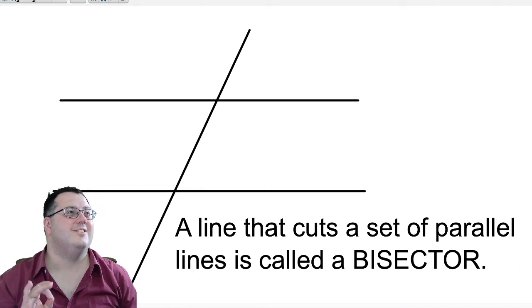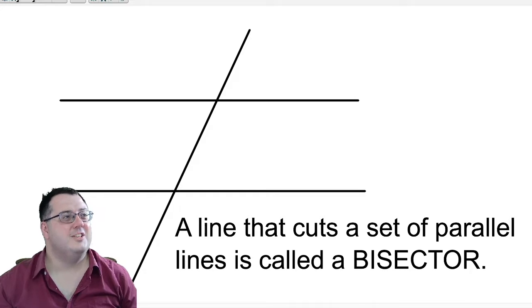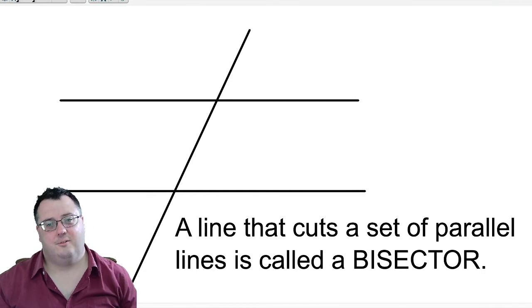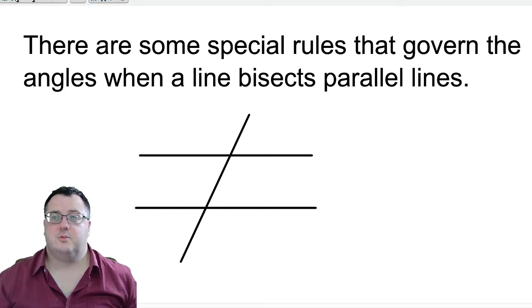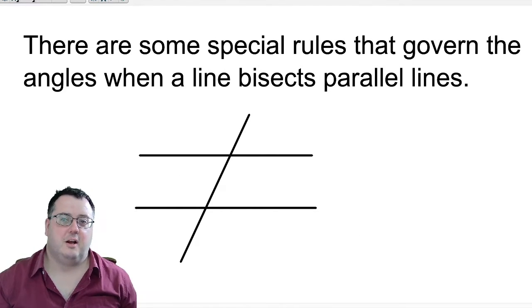A line that cuts a set of parallel lines is called a bisector. It's important to know that. There are some special rules that govern the angles when a line bisects parallel lines.